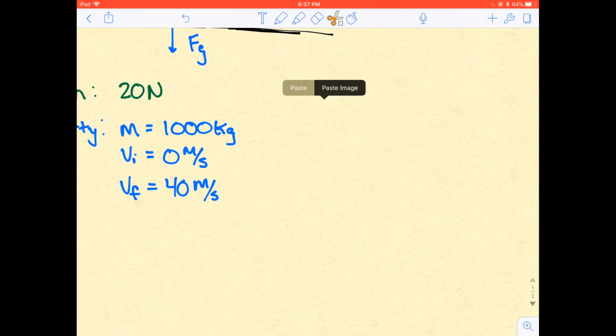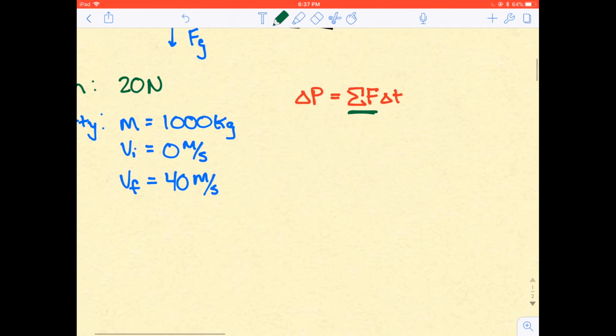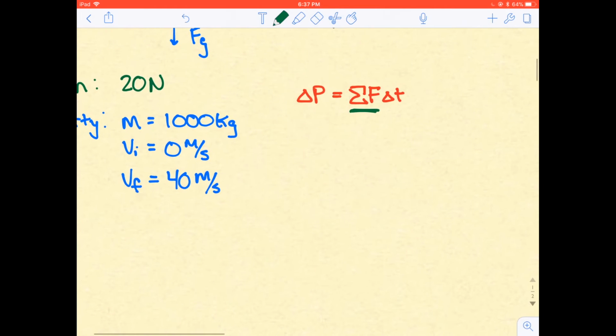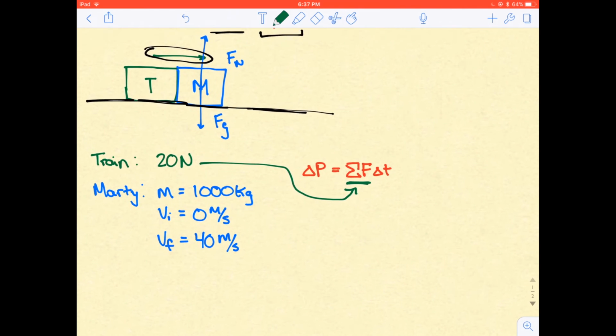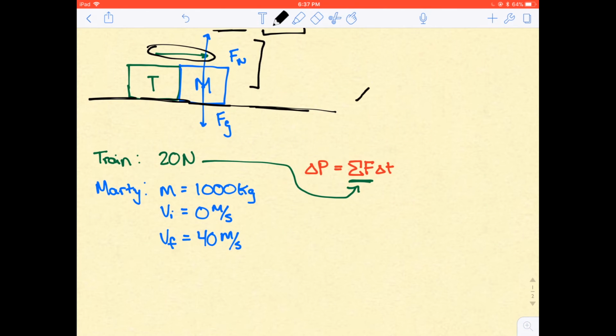So I'm just going to copy this over here. Alright, so like we discussed before, the only relevant information for the sum of forces is the 20 newtons. Yeah, so that's the only relevant force because all the other forces, again, the normal force is being canceled out by the force of gravity. So those are basically zero values.